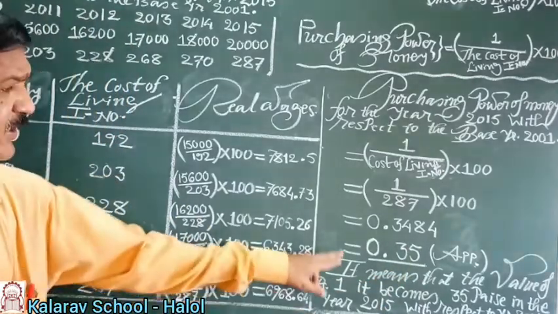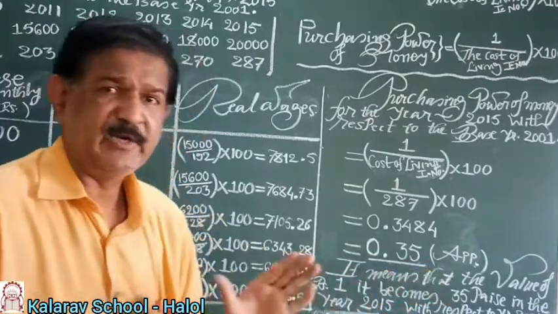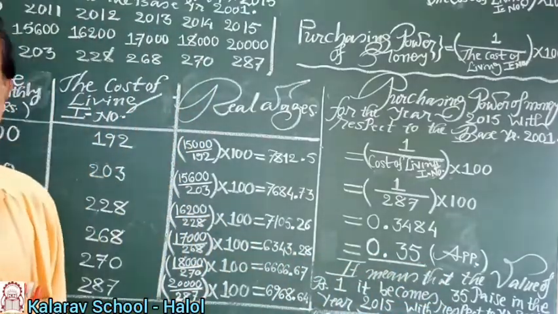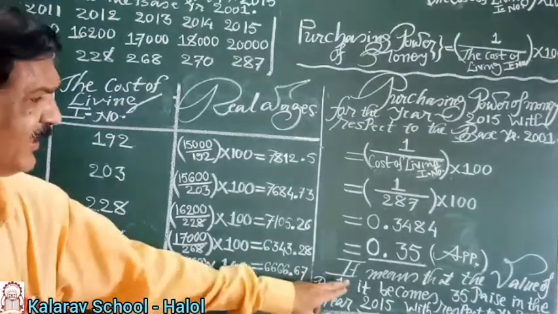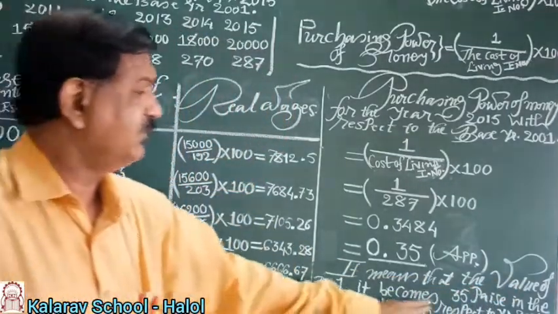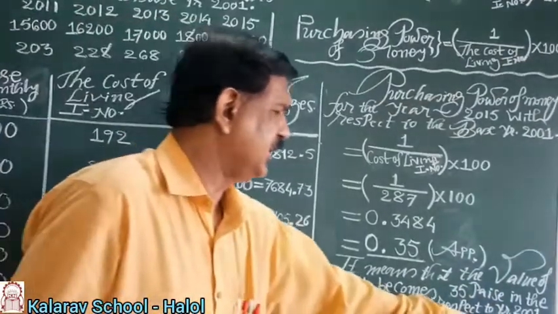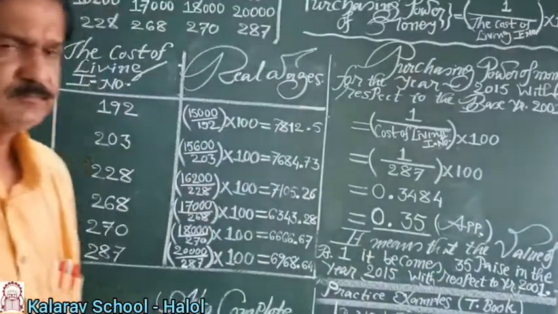What is the meaning of this? Purchasing power of money is 0.35 rupees, approximately means 35 paise. Therefore we can say that the value of rupees 1 becomes 35 paise in the year 2015 with respect to the base year 2001.